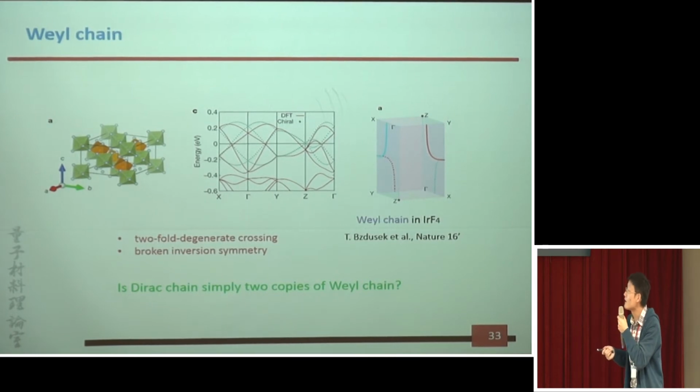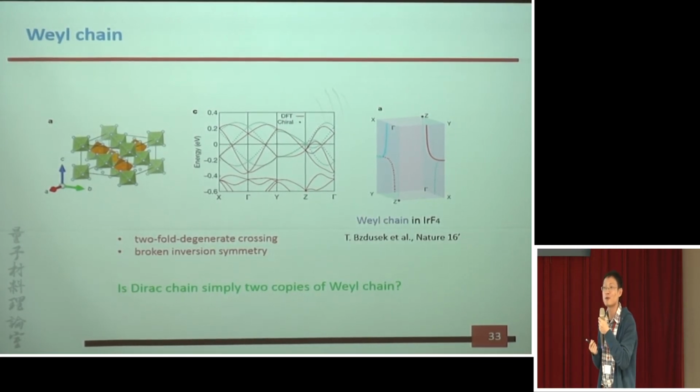Previously, people discovered the so-called Weyl chain. Weyl chain is in materials without inversion symmetry. So the chain is twofold degenerate. Here we have Dirac, and Dirac means fourfold degenerate. The question naturally arises: is the Dirac chain simply two copies of a Weyl chain? Can a Dirac chain simply be divided into two copies of a Weyl chain? Which means, if you vary the structure of a Weyl chain material and retain the inversion symmetry, does it automatically give you a Dirac chain? The answer is actually no.